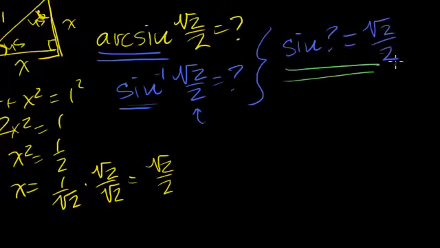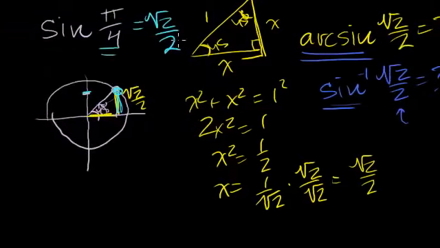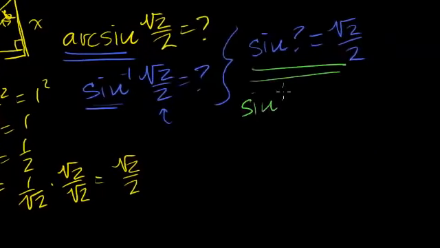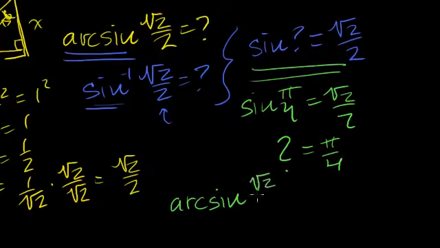Sine of what is square root of 2 over 2? Well, I just figured out that the sine of pi over 4 is square root of 2 over 2. So in this case, my question mark is equal to pi over 4. Or I could have rewritten this as the arcsine of square root of 2 over 2 is equal to pi over 4.